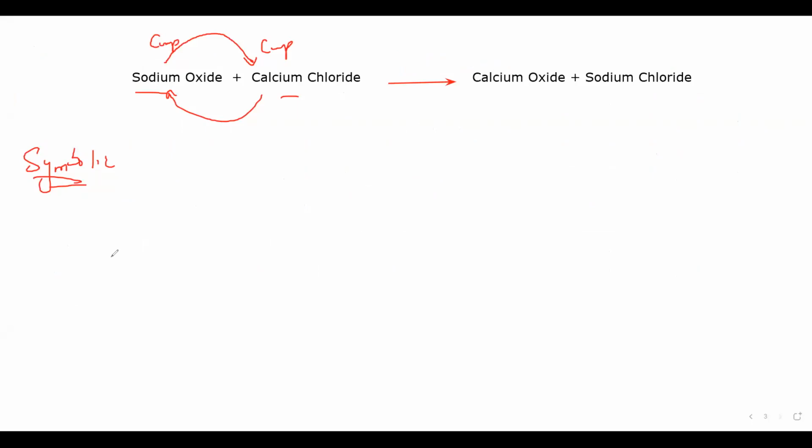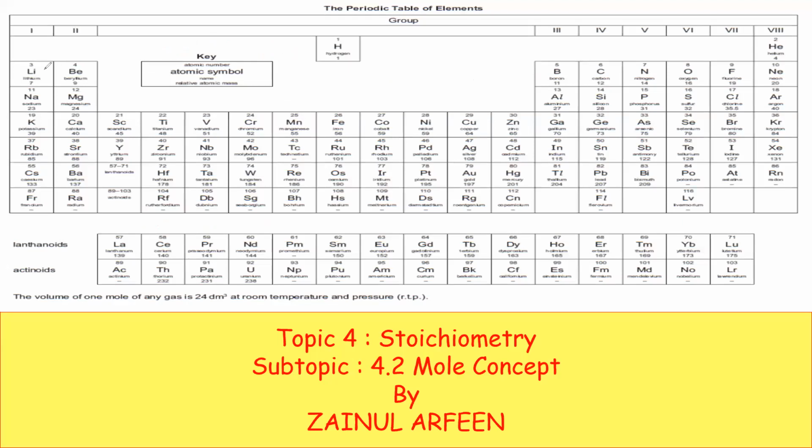So the first part, the formula of sodium oxide, it will be Na2O. Then calcium chloride. What will be the formula of calcium chloride? So again, you have to use a periodic table, because it's a compound. For a compound, you need a periodic table. The calcium chloride: calcium is group 2, so it will be plus 2. Chlorine is group 7, so minus 1.